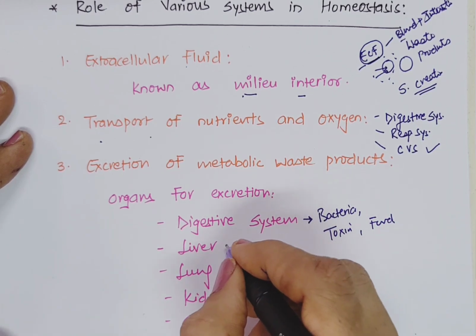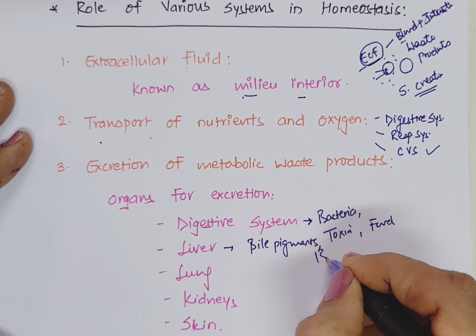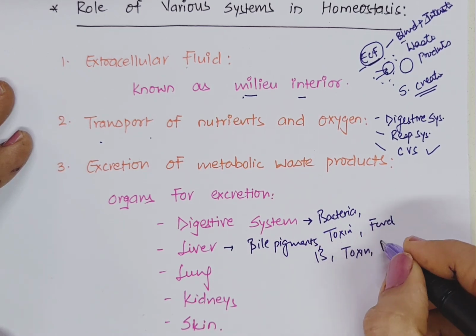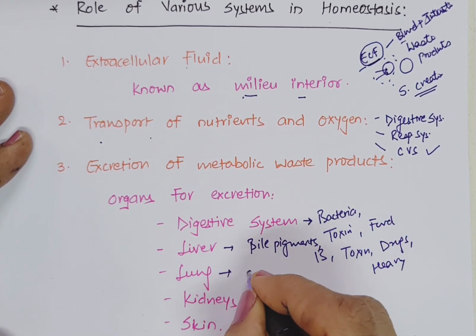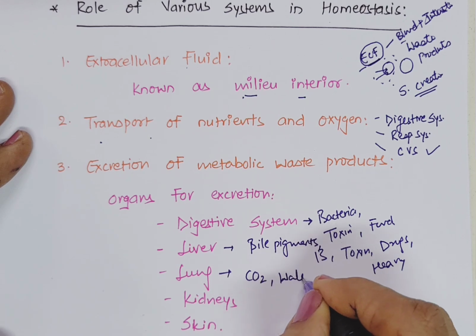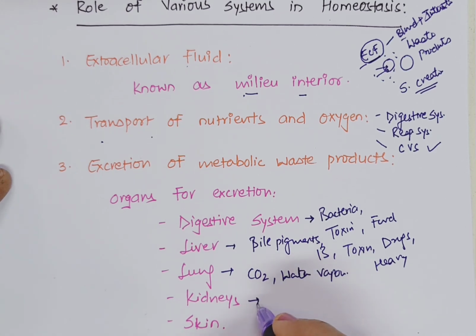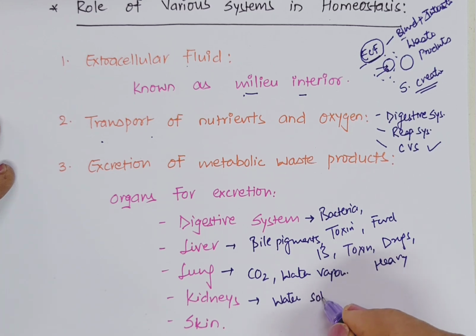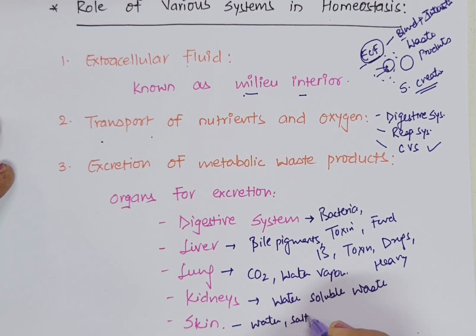Then the liver also excretes bile pigments. Also it excretes bacteria, toxins, certain drugs, very important, as well as heavy metals. Lungs excrete carbon dioxide and water vapor. Then kidneys, very important, excrete water soluble waste. You will never find anything insoluble in urine. So water soluble waste, urea, uric acid, creatinine, are excreted by the kidney. And skin, in the form of sweat, excretes water as well as salts and waste products.